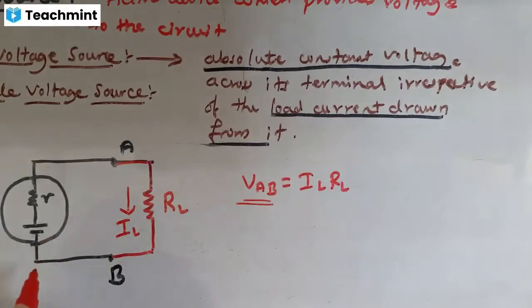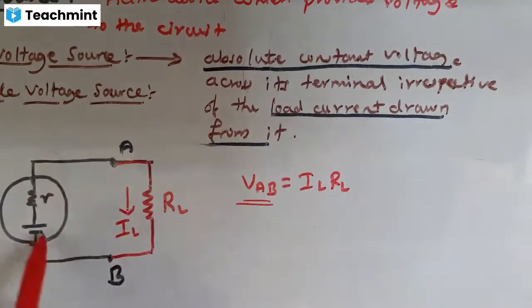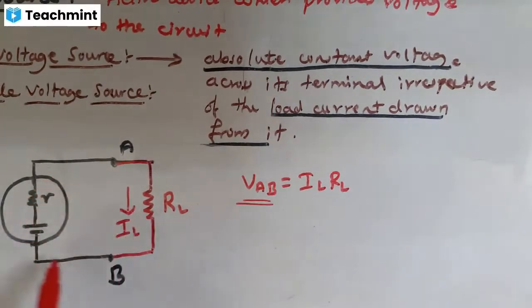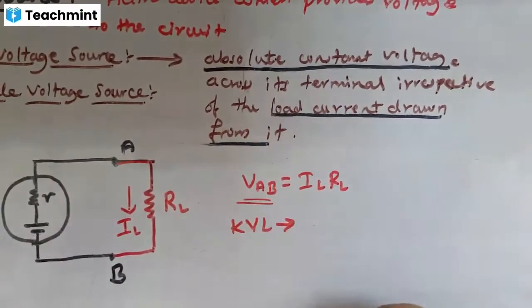So just apply the KVL to this closed loop. You know this one is a closed loop, isn't it? This one is a closed loop. Just apply KVL to this loop. What happens? Let us see.